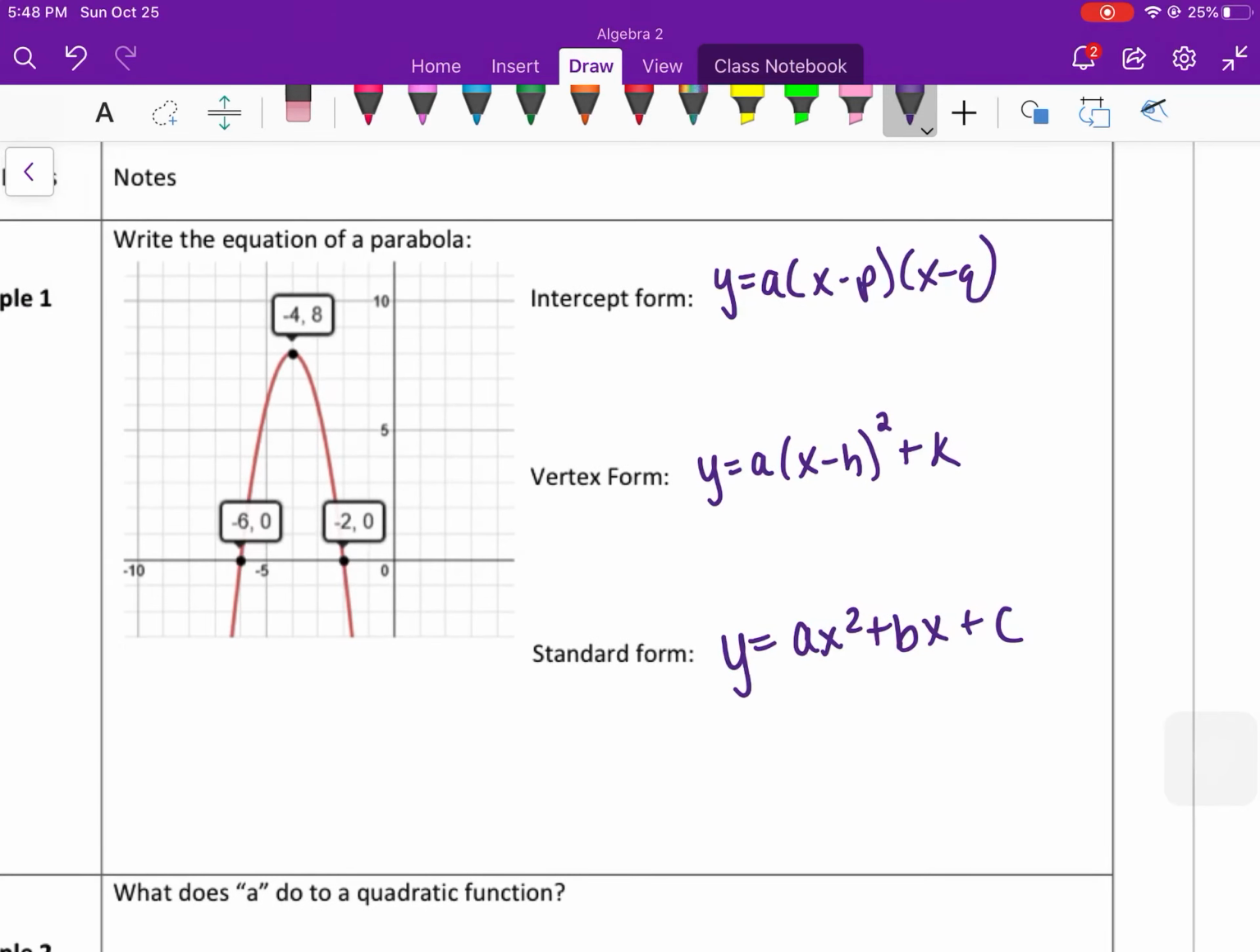So this is the one that you most commonly see. You can solve standard form with the quadratic formula, completing the square, factoring, etc. Factoring is intercept form, and then vertex form is a little different. So to write it in intercept form, you need the x-intercepts. So these are your p and your q, the solutions, the -6 and the -2. And then you will need your a value.